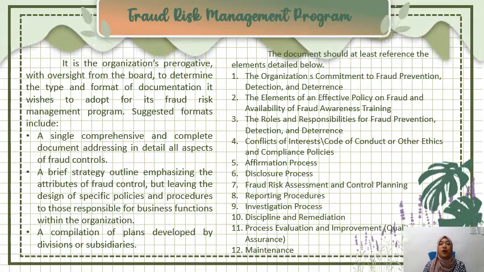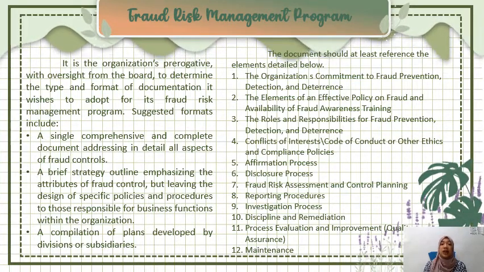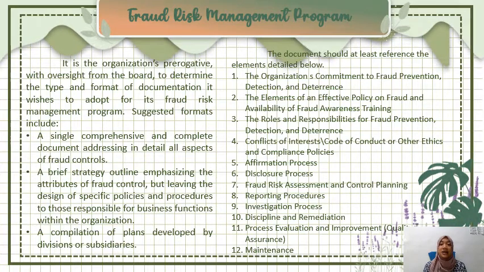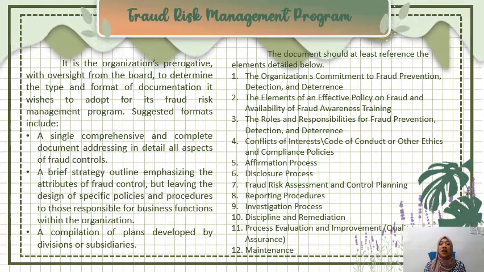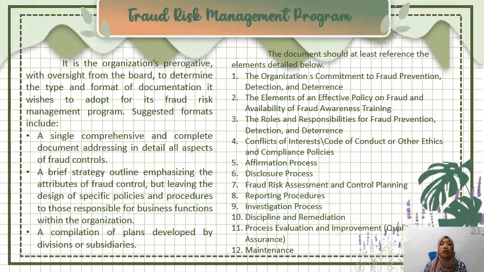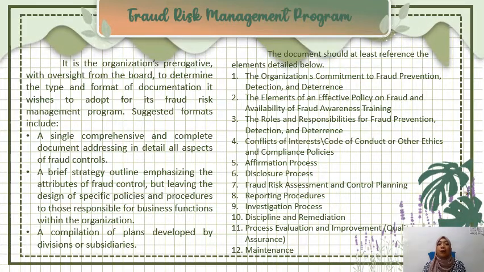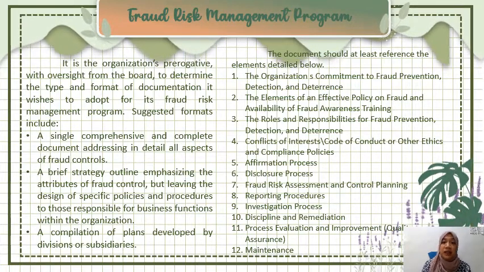Third, a compilation of plans developed by divisions or subsidiaries. Each organization needs to consider its size and complexity when determining what type of formal documentation is most appropriate. Best practice is to have a formal fraud control policy that discusses the practices that fall into each of the causal elements. The document should at least reference the elements detailed below.